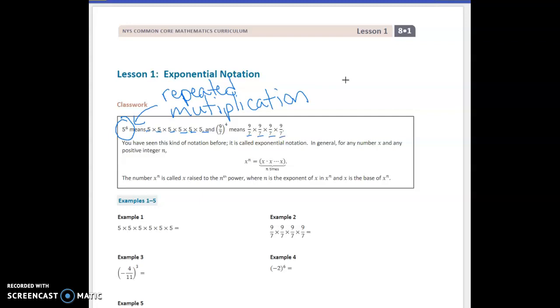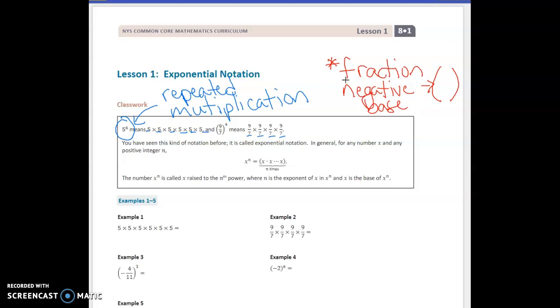Now, when you're looking at these two right here, what I want you to notice is the difference. Why is this in parentheses? A big idea we need to get used to here is if you have a base that is a fraction or a negative, okay, so this number right here, this 5 or this 9 sevenths, that has to be put in parentheses. So if it's a fraction or a negative base, it has to be put in parentheses.